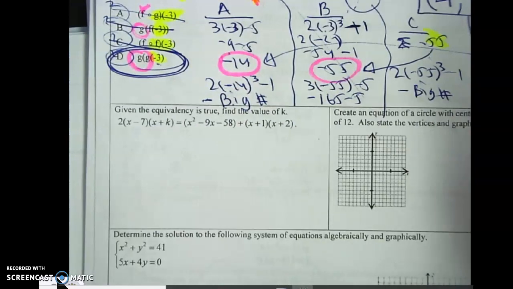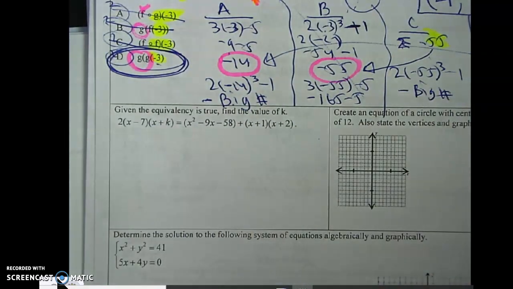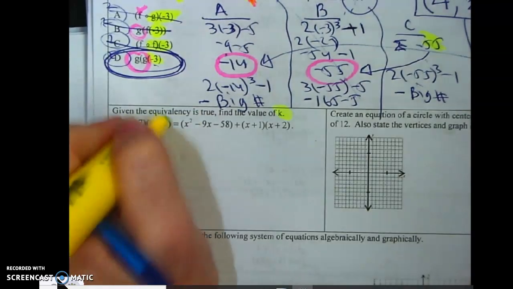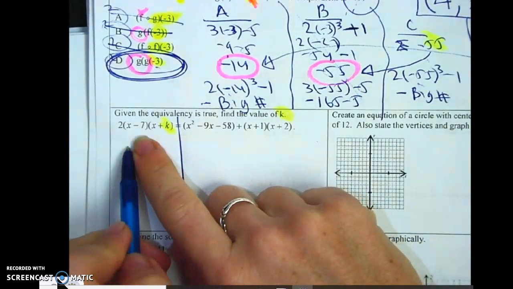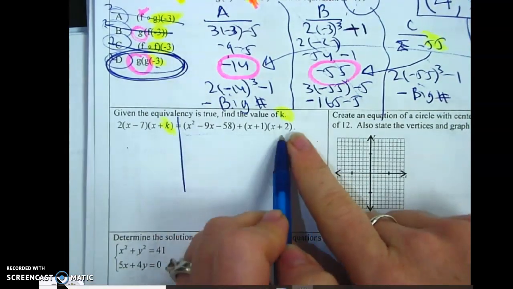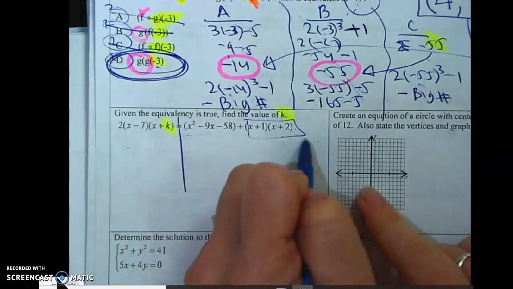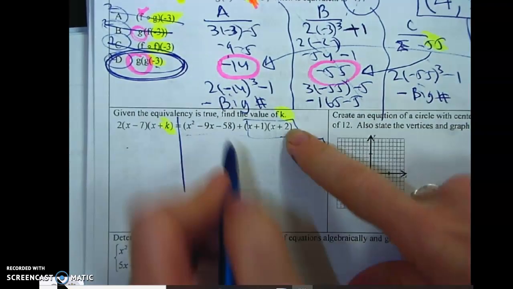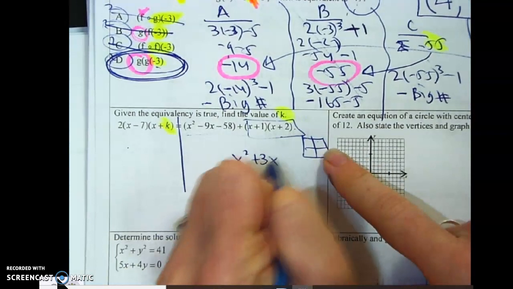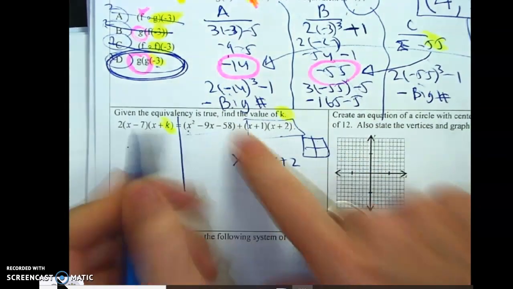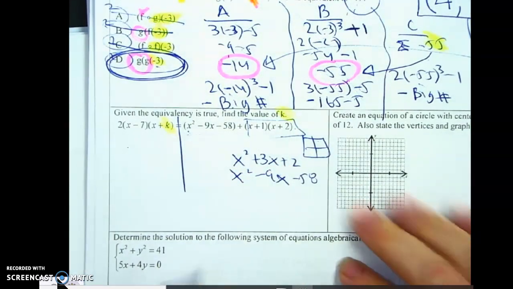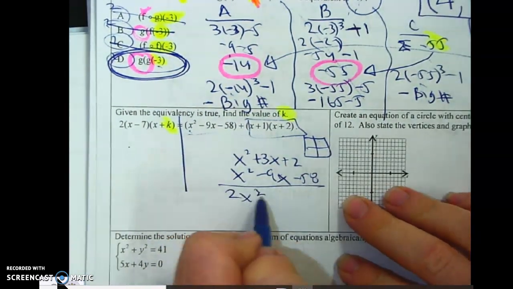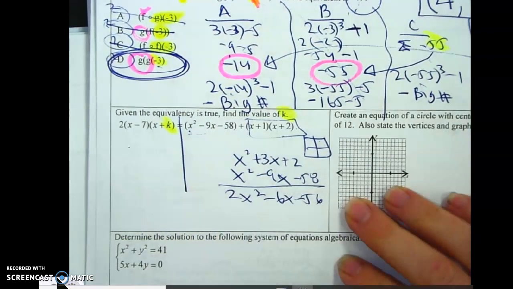Okay, so D is the answer. All right, let's do this next one. They don't actually just want you to simplify it. They want you to find the value of k to make that true. The truth is, I don't know what to do on that side, but I can handle this side. So what they want you to do here is first box this out. When you box it out, you get x squared plus 3x plus 2, and they want you to add it to x squared minus 9x minus 58. When I do that, I get 2x squared minus 6x minus 56.